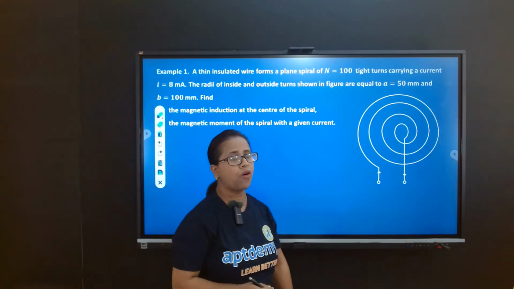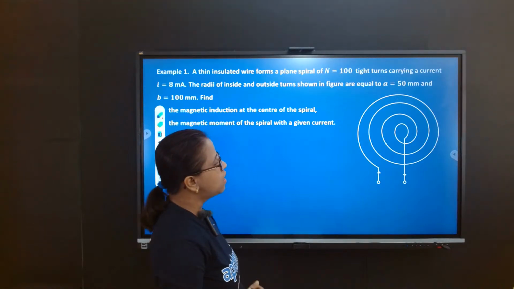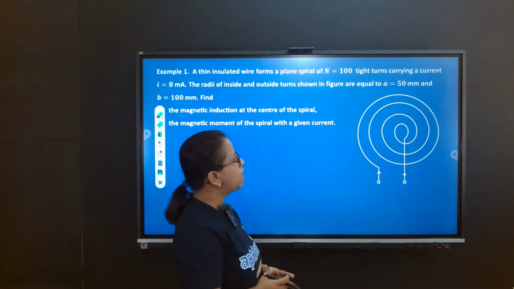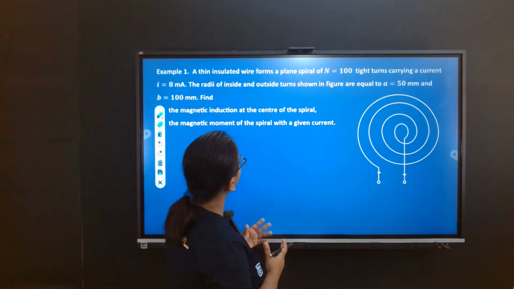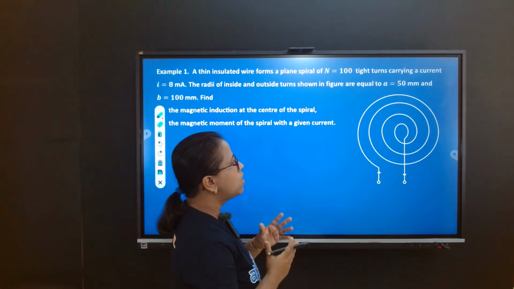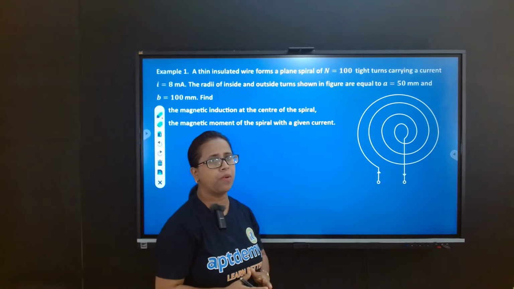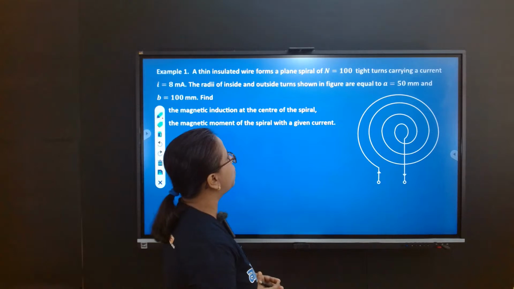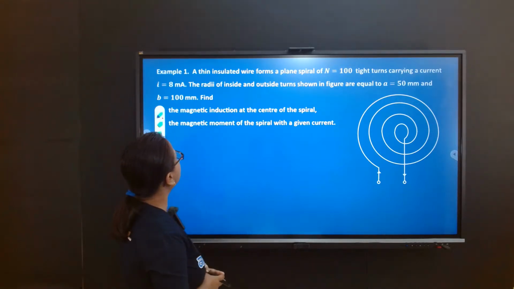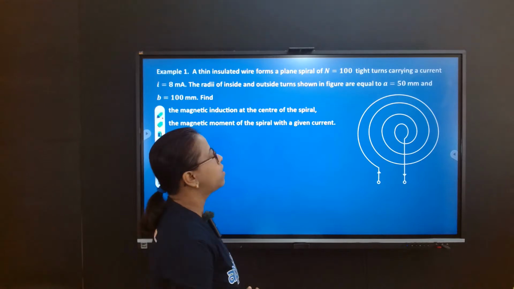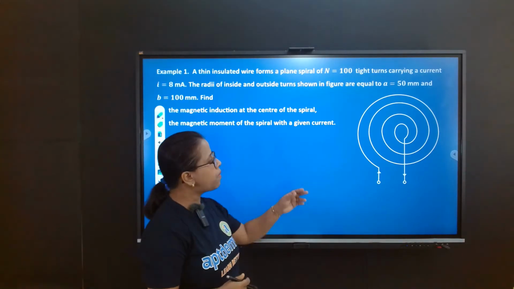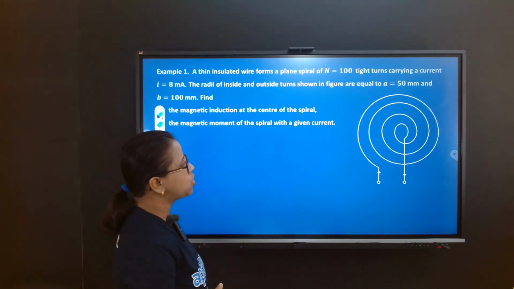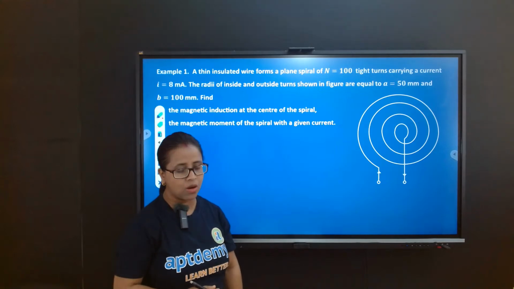So this is the diagram of the spiral. As you can see, the spiral is nothing but concentric circular coils. The internal and external radii are different. Suppose they vary from R to R plus dr. You can assume that. And the radii are given as A equals 50 millimeters and B equals 100 millimeters. We have a current of 8 milliampere passing through the spiral. So let us first recall the magnetic induction at a point due to a circular coil.